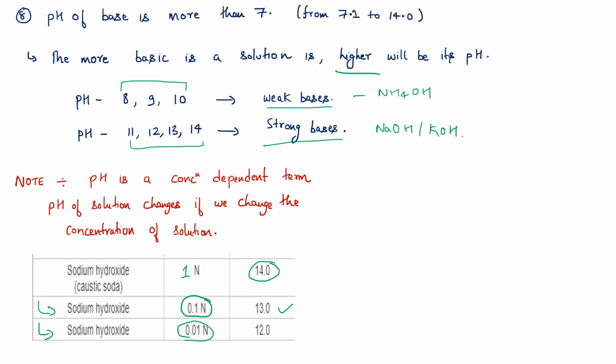Okay. As the concentration changes, pH also changes. So concentration is a factor for determining pH. So pH is a concentration dependent term. Okay. So here we are getting three values of pH for the same chemical, that is sodium hydroxide. So I guess all of you are getting my point that pH is a concentration dependent term. The pH of a solution will change if the concentration of the solution changes.